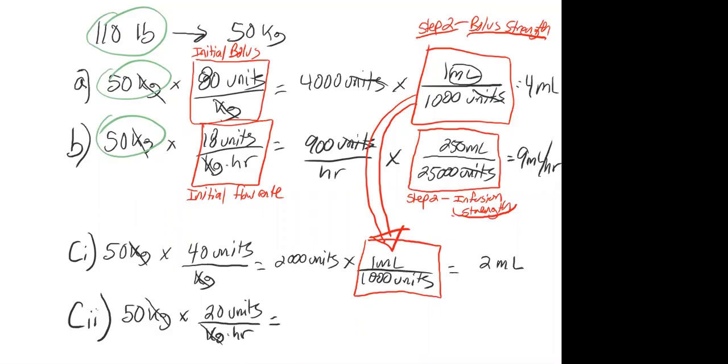Okay, so A and B are important in that fashion. Gotcha. Now, just going back to the math, you just do 50 times 20 will give you 1,000 units per hour. And then whenever we're doing flow rate, we just use the flow rate strength, which again was what we did up in step B, which was the 250 ml over the 25,000 units.